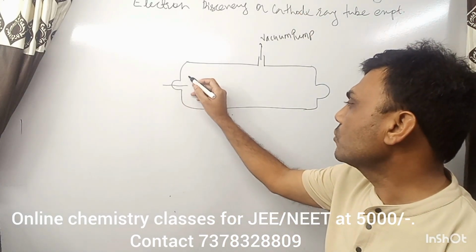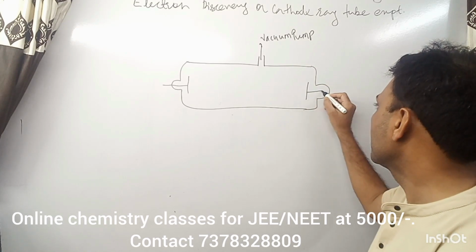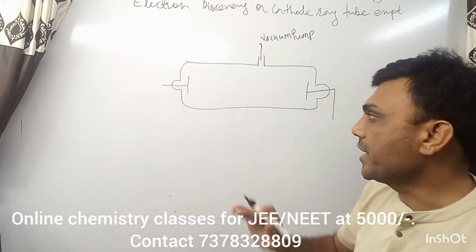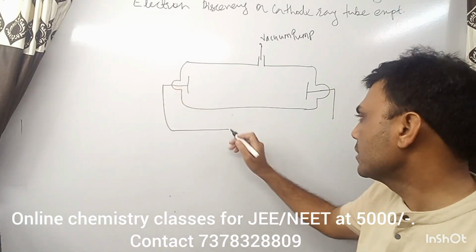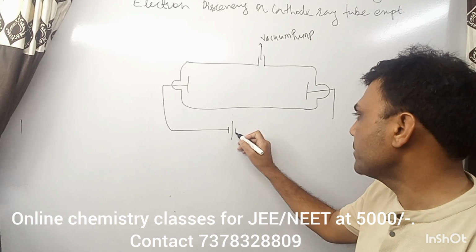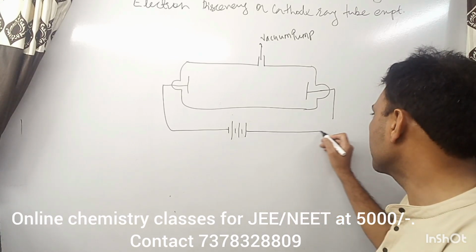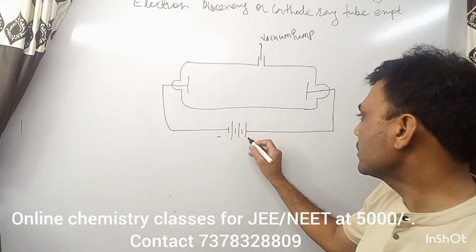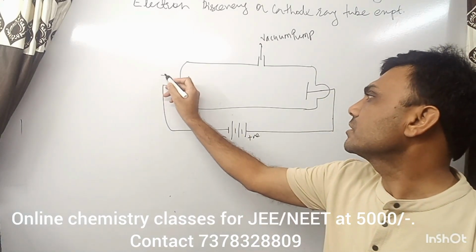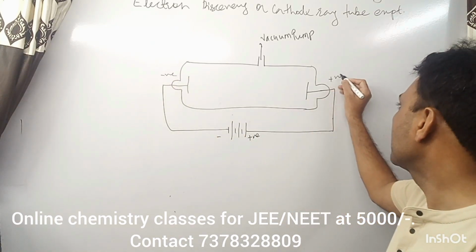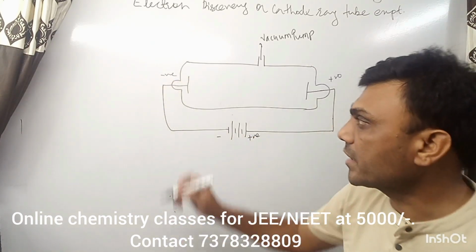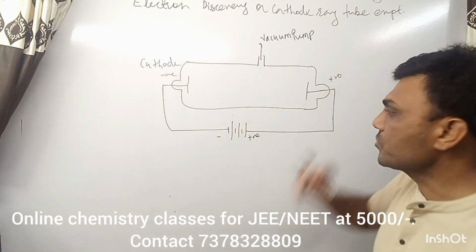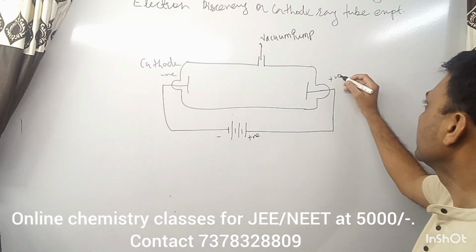And there are two electrodes, made up of very thin metal plates, and these electrodes are connected with the help of a high voltage battery. This is the negative electrode, which is called the cathode, and this is the positive electrode, which is called the anode.